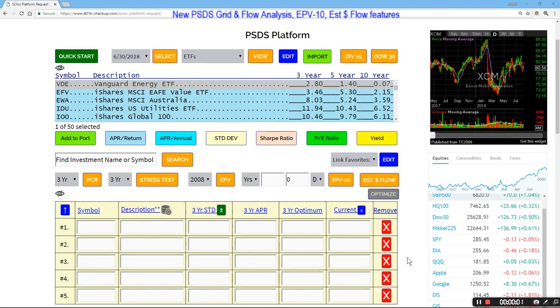All right, today we're going to look at the PSDS platform, New Grid. And for those of you who are current users, you can continue with the old grid. These new features, I think you'll find pretty attractive.